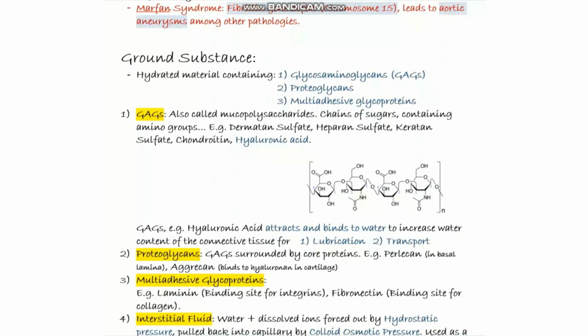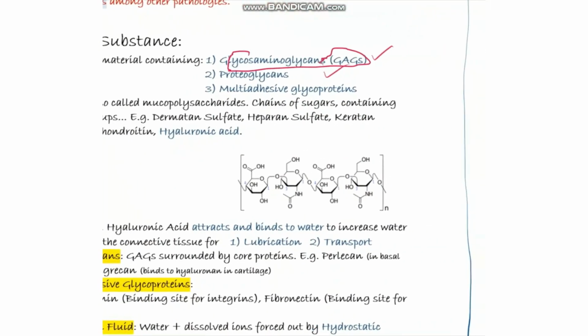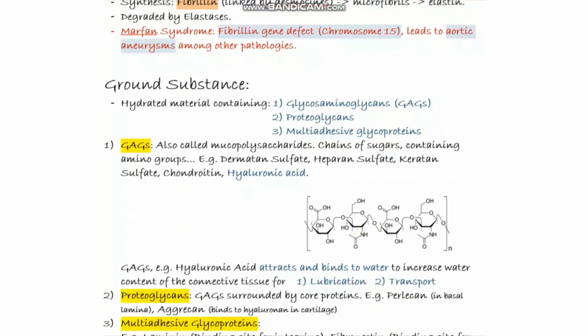Or in scientific words, you could say it is hydrated. Why is that? The reason behind that is because it has very water-loving or water-attracting components. So these would be your GAGs and proteoglycans, especially your glycosaminoglycans or GAGs. The primary component of the ground substance that is water-loving and that keeps it hydrated would be glycosaminoglycans. These are also called mucopolysaccharides.